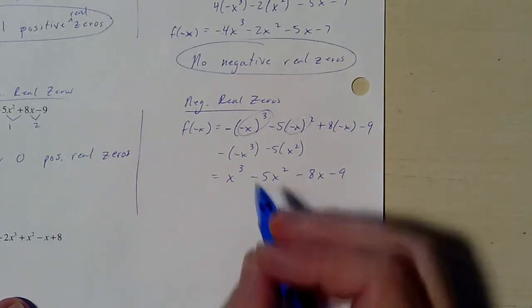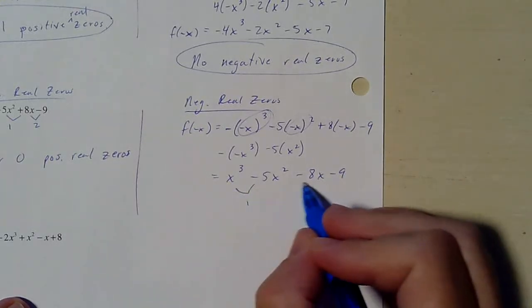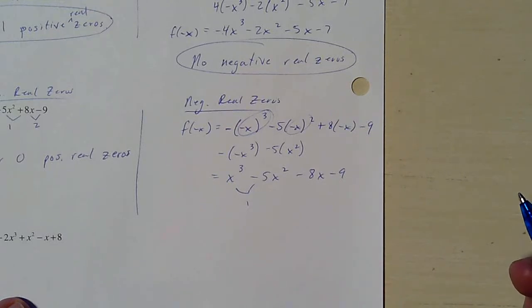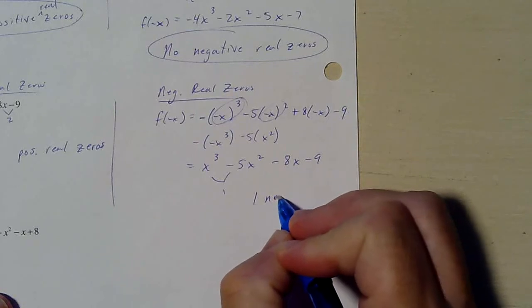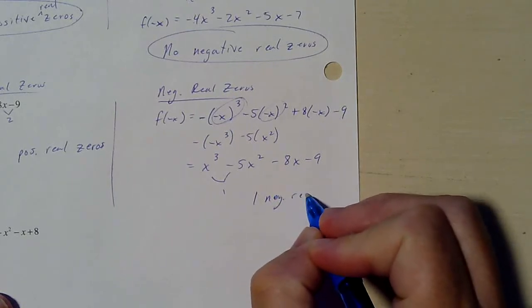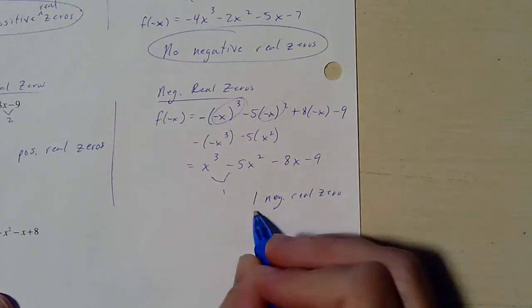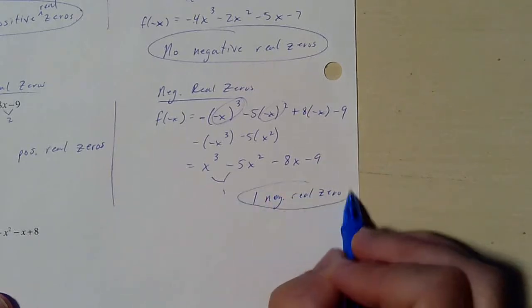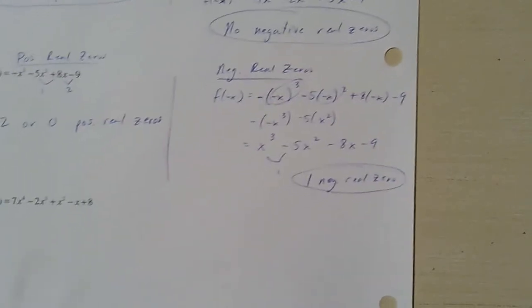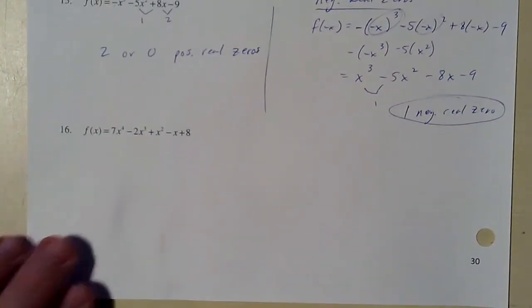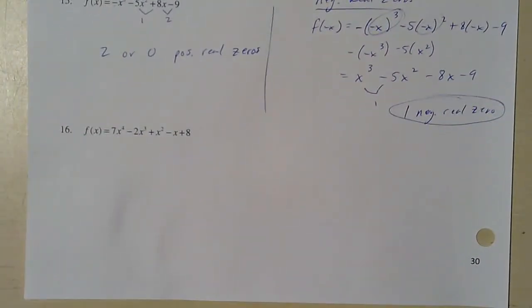All right, count the sign changes. Here I'm at 1, and that's it. I only had one sign change. Okay, so here I'm going to say 1 negative real 0. Can't subtract 2 because I'm going to be at -1. So we just stop there. Okay, your turn. Try 16, and then we'll see how you do.